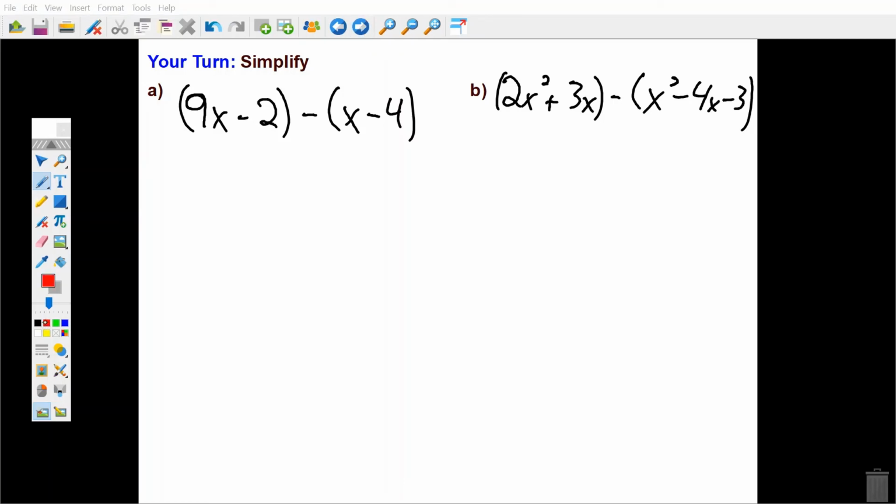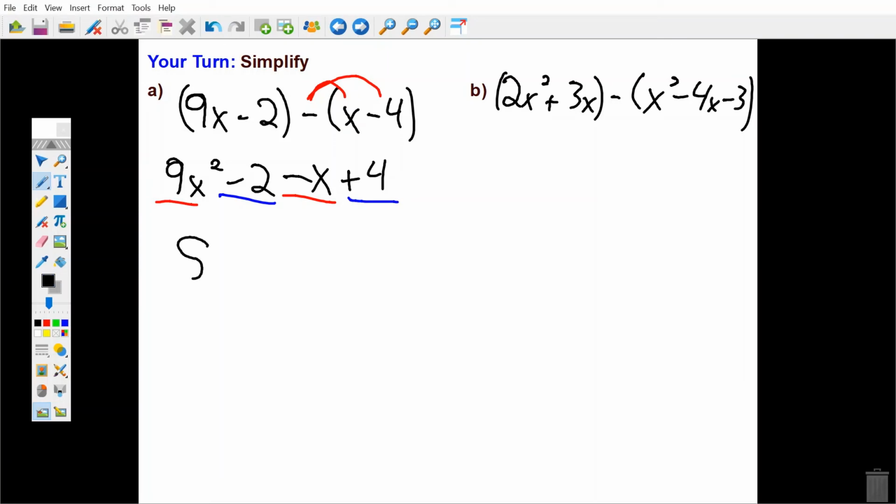Now that you've had a chance, let's look at the answer. Step 1, distribute that negative sign. Step 2, rewrite it with the signs in the second set of brackets flipped. Negative x plus 4. Step 3, gather your like terms. And step 4, combine those like terms. 9 minus 1 is 8x squared. Negative 2 plus 4 is positive 2.